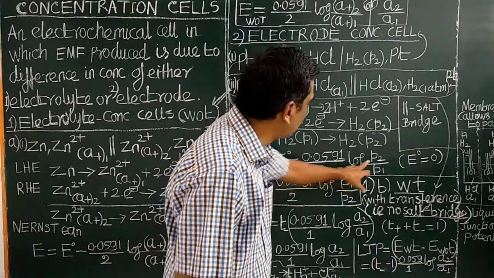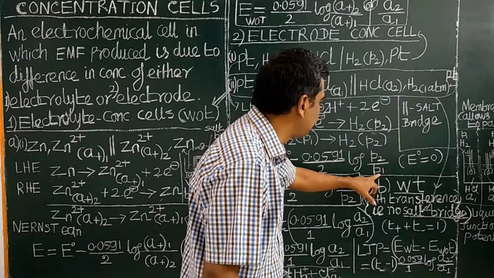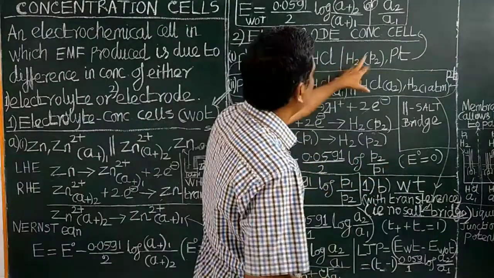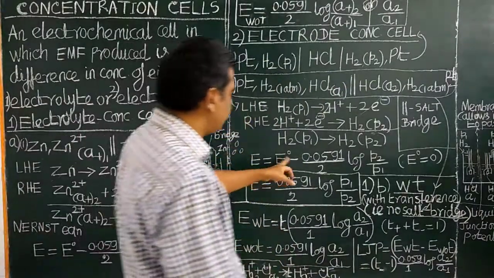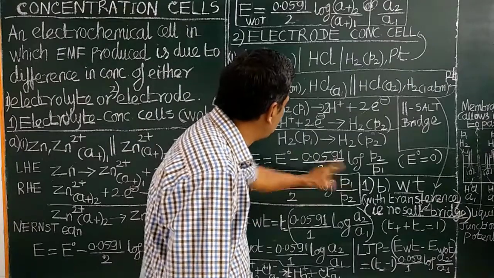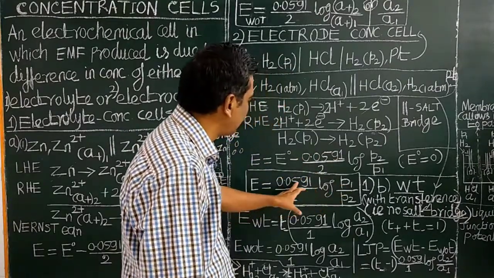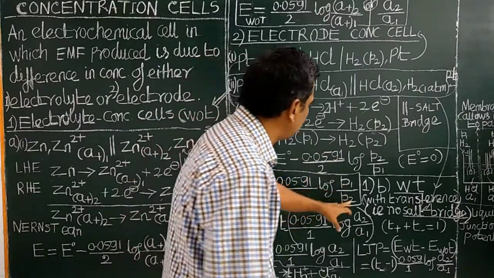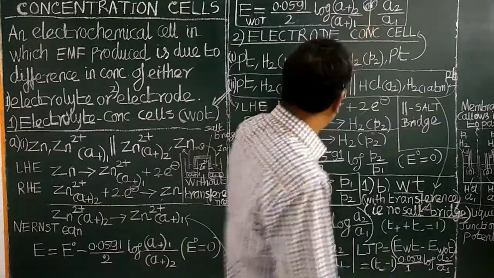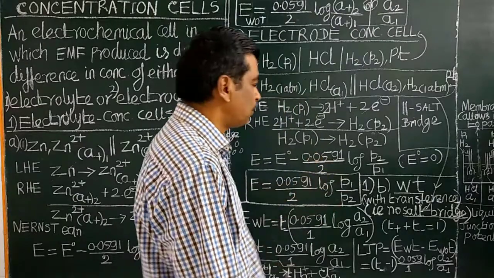log P2 by P1. Since the two electrodes are the same under similar conditions, E0 will be 0, as E right minus E left. Therefore E equals, since the minus sign is there, interchange: 0.0591 log P1 by P2. Here it was A2 by A1, here it will be P1 by P2, you remember.